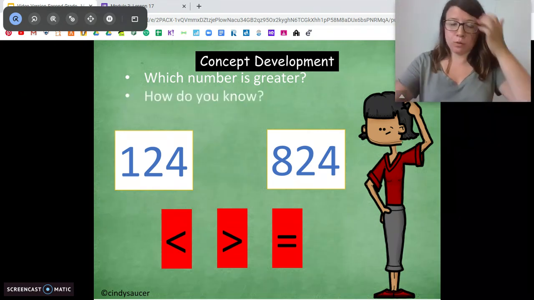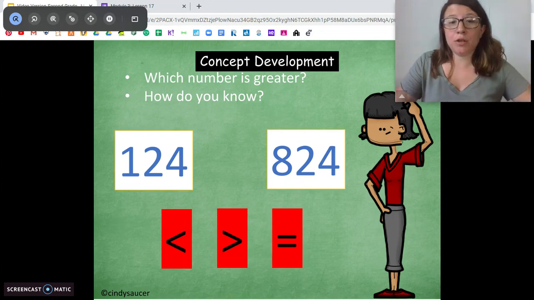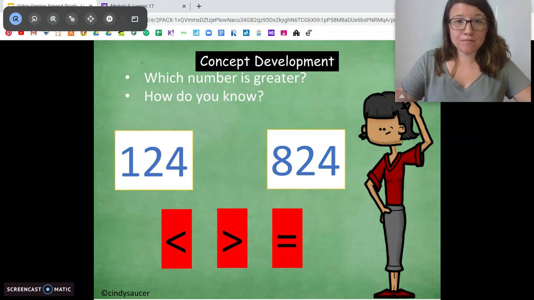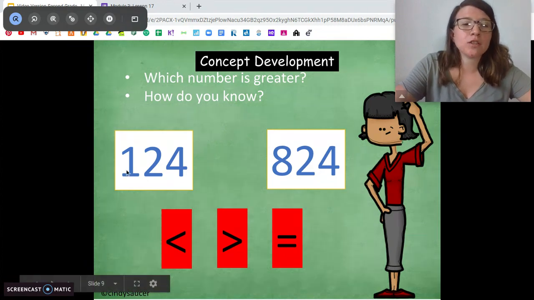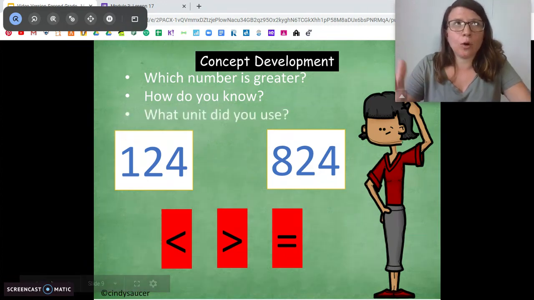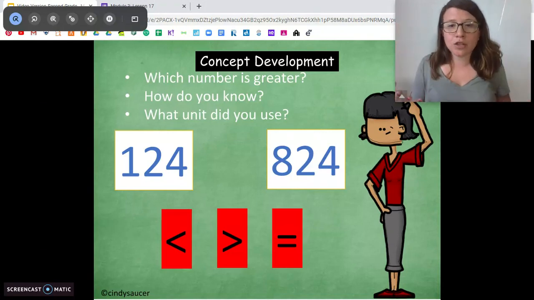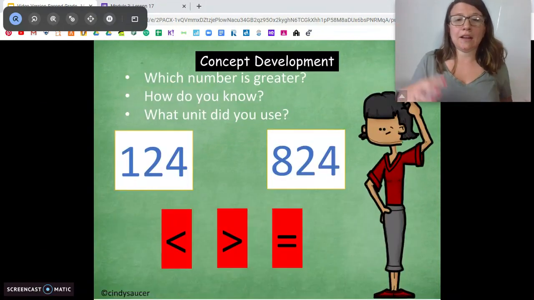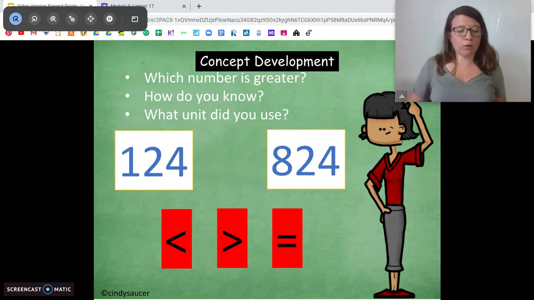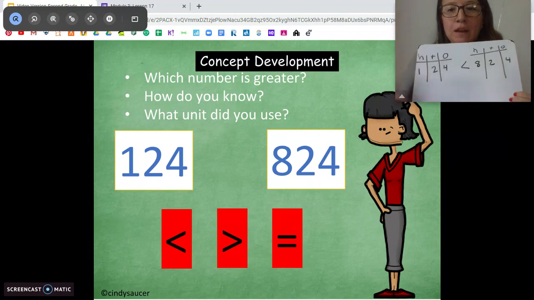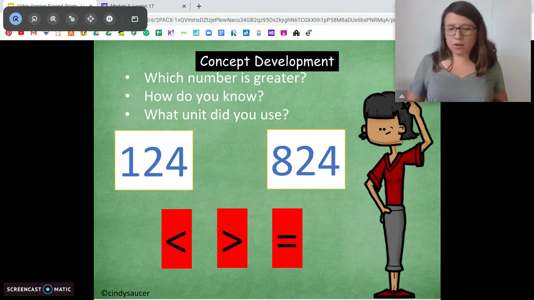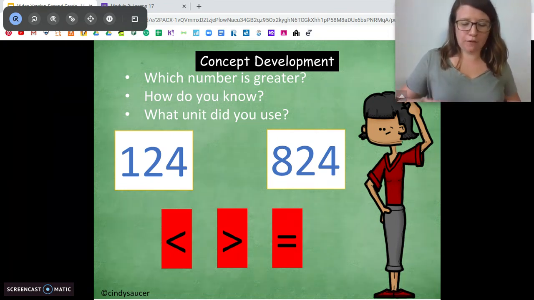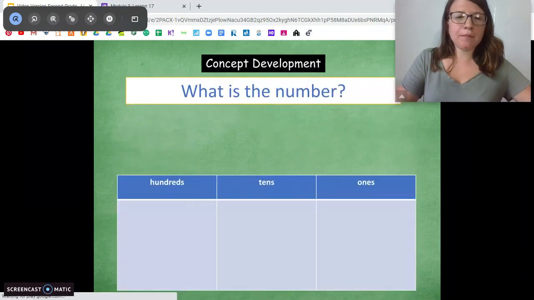How did you know that 824 was greater? What unit did you use to figure that out? Did you use hundreds, tens, or ones? Perfect. You used hundreds, right? Because when we have 800s versus 100s, we know 800s is so much bigger. That unit is bigger. We used hundreds to determine. So we can say that 824 is greater than 124. Or if we're using our charts today, we can flip that around and we can say 124 is less than 824. Either way works. All right, take your chips off your board and we're going to make another number.